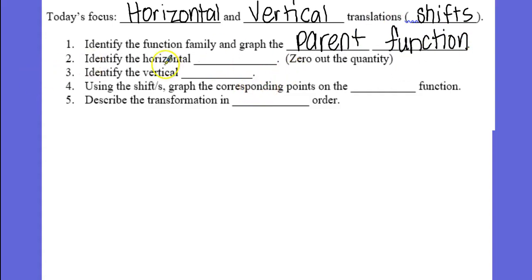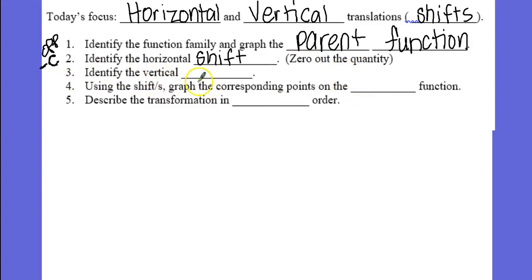Then you're going to identify your horizontal shift. This is coming from your C term. And you're always doing the opposite of C. So if it says +3, you're going to shift left 3. If it says -2, you're going to shift right 2. Because what you're trying to do, remember, is to zero out that quantity, to figure out what's happening on your domain.